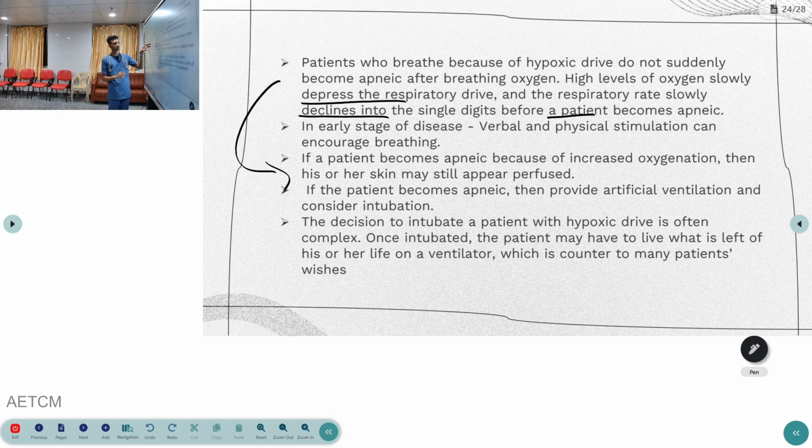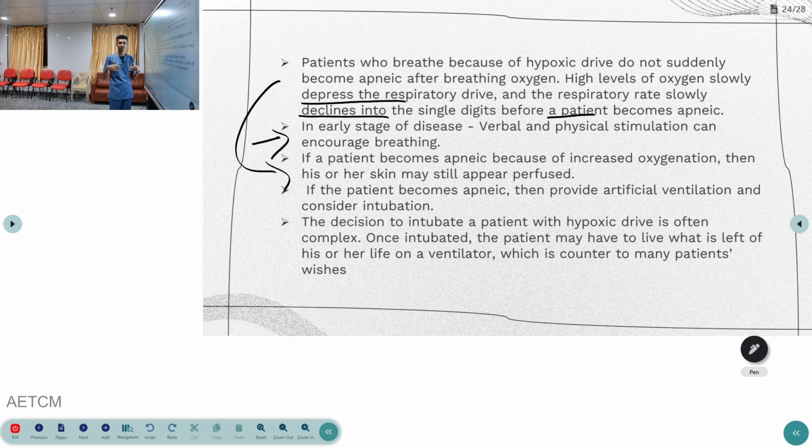So you should not assume it is not apnea, or that it is some other condition, based on the outside skin appearance. That is one important thing. But in the early stages, you can ask the person verbally, you can stimulate the person to take a breath. That is one of the easiest steps.